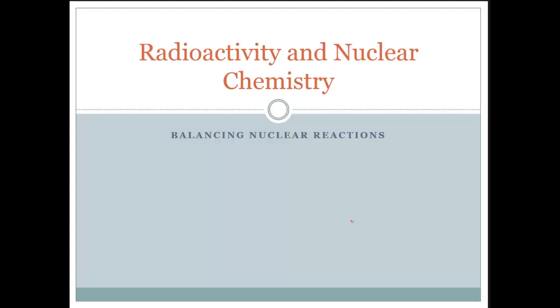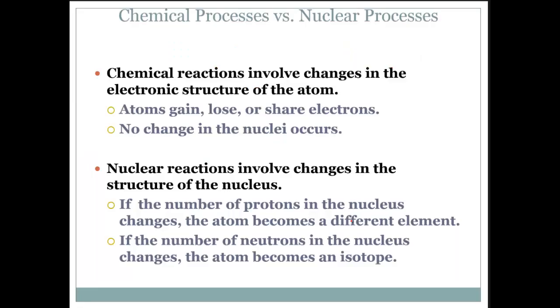In this tutorial, we will be discussing balancing nuclear reactions. Let's compare and contrast nuclear and chemical processes first. Chemical reactions involve changes in the electronic structure of the atom. Atoms gain, lose, or share electrons. No change in the nuclei actually occurs.